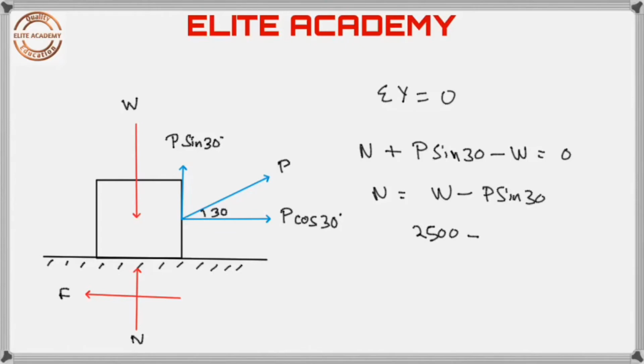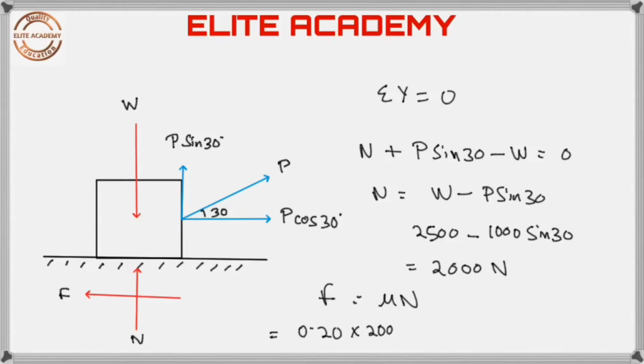So, here W is 2500 and P is 1000. Therefore, N is equal to 2500 minus 1000 sin 30. So, we get 2000 newtons. N is equal to 2000 newtons. Now, friction F is equal to mu N. So, mu is 0.20, therefore, F is equal to 0.20 into 2000. So, if we calculate frictional force, we get F is equal to 400 newtons.